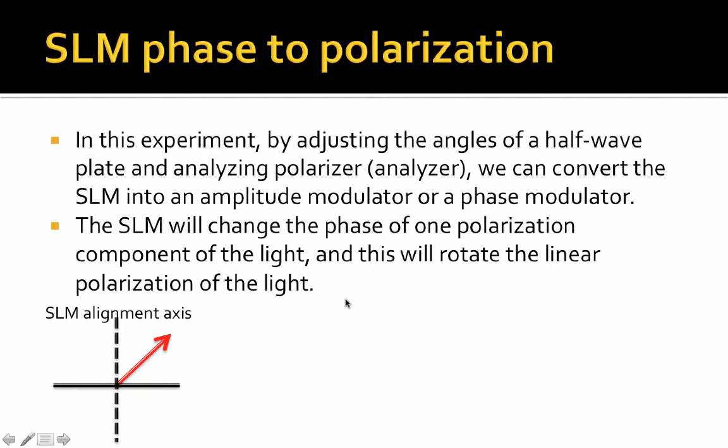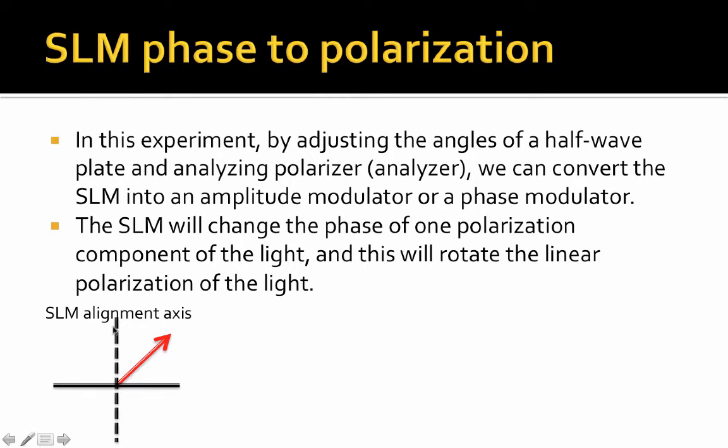In our experiment, we're going to adjust the angles of a half-wave plate and also an analyzing polarizer, which we'll call an analyzer. And we'll use that to convert the spatial light modulator into an amplitude modulator or a phase modulator. We'll be focusing on the amplitude modulation here. So I'm going to talk through how the SLM can change the phase of one polarization component and how that rotates the linear polarization of the light, and it will sound exactly like what I just said with the half-wave plate.